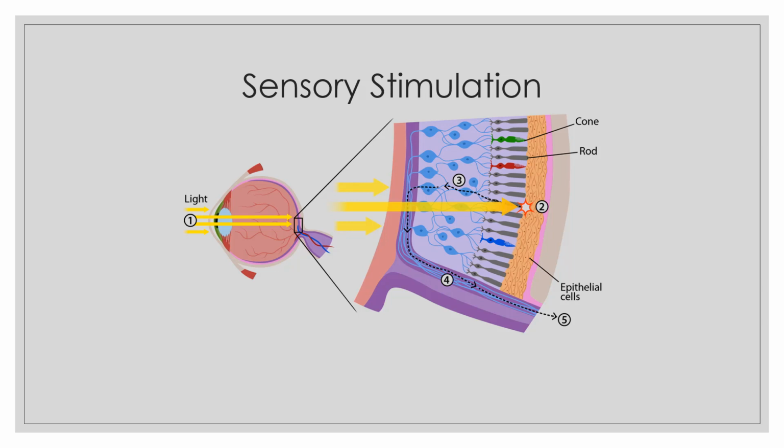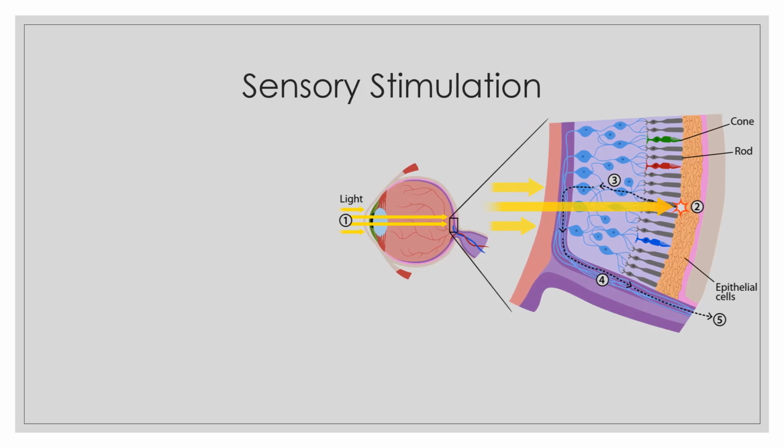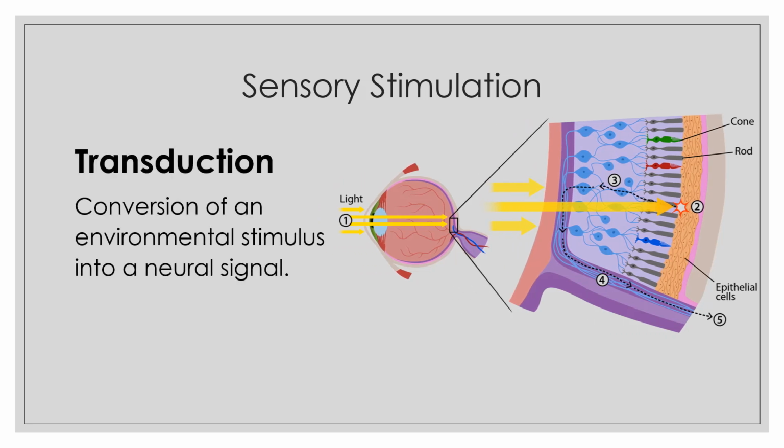In this example, we're going to be using vision. So what will happen is you'll have light that enters the eye, and then we have these specialized sensory receptor cells. In this case, they're rods and cones that are in the retina. They take that light, convert that into a neural signal, which then can be processed in the brain. And so that whole process is called transduction. This is the conversion of an environmental stimulus into a neural signal.